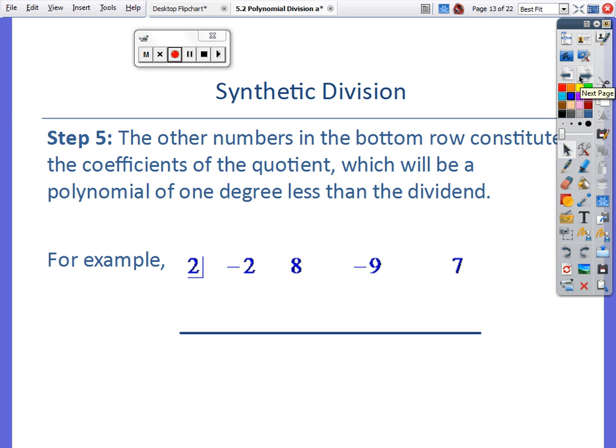Okay. The last step is once we do that, we can write our quotient, which is going to be 1 degree less than what our dividend was. So if you started with a dividend of x cubed, your result's going to start with x squared. And so it's always 1 degree less.